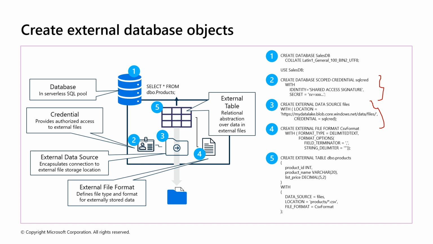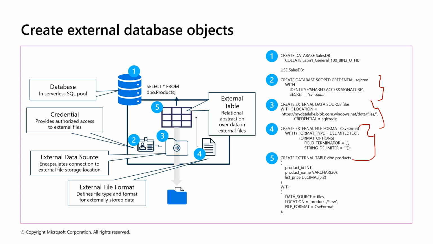Next comes the external file format. This tells the system how to read the files. And you can see the code for that here. And the next piece of code tells us how to create an external table. Now we bring all four components together in order to create an external table.